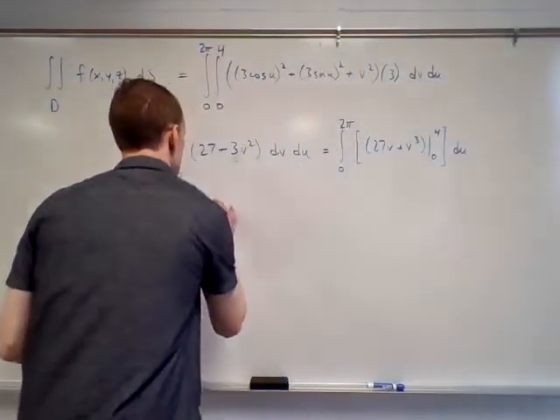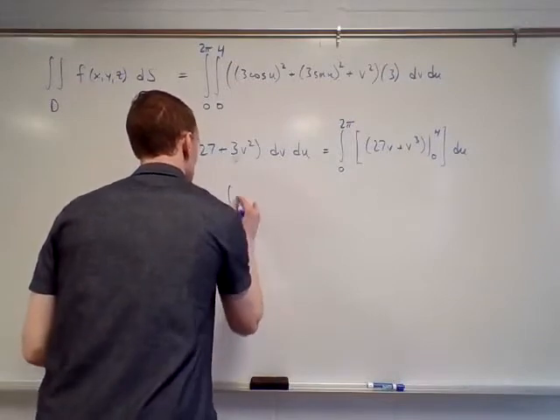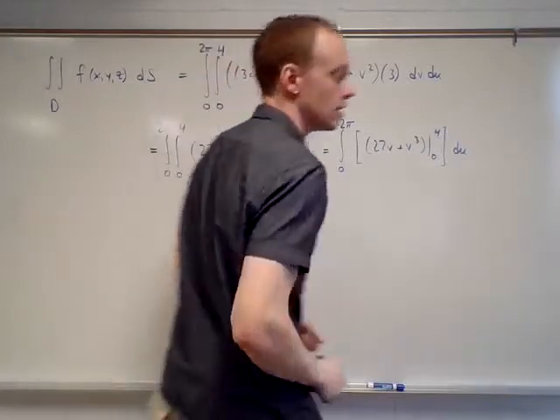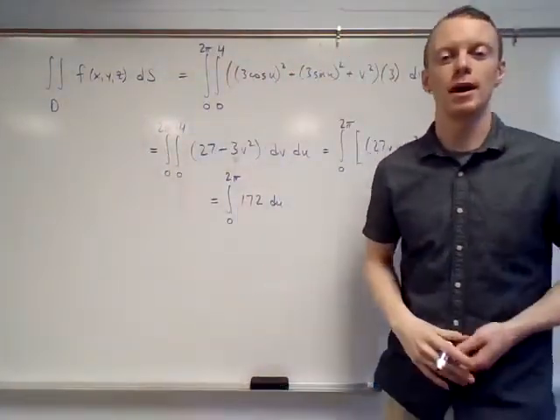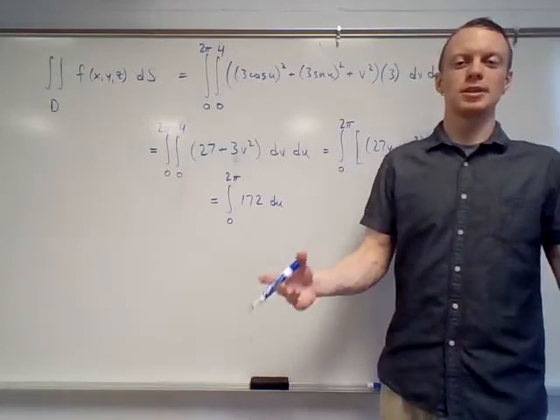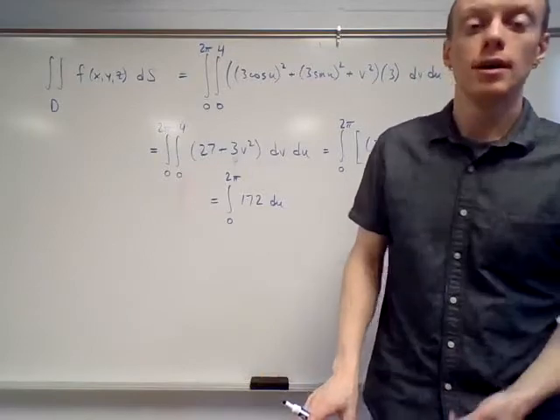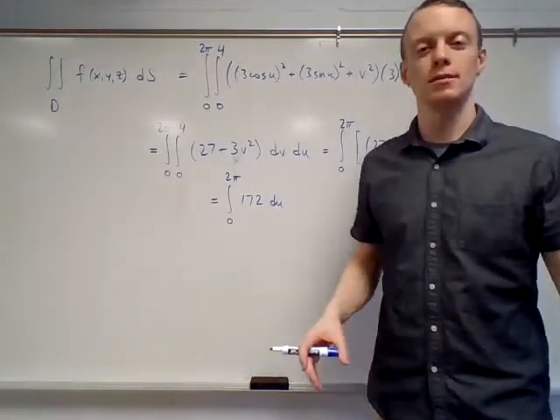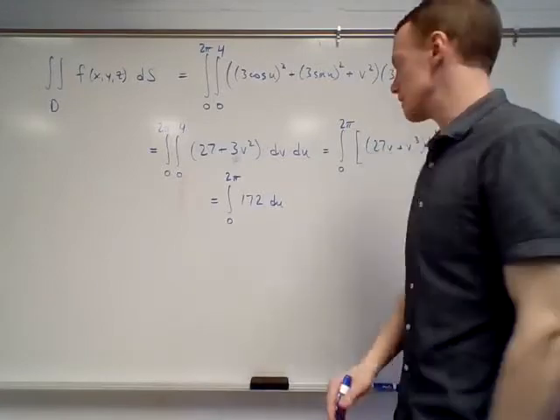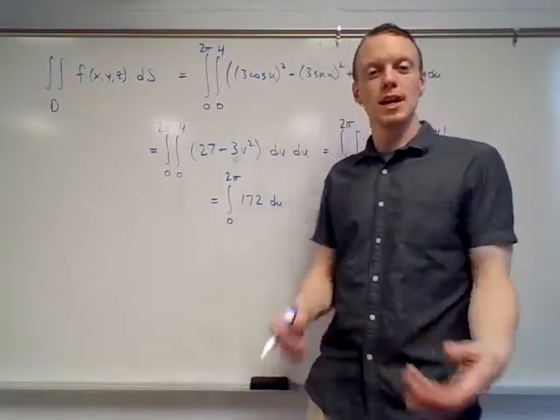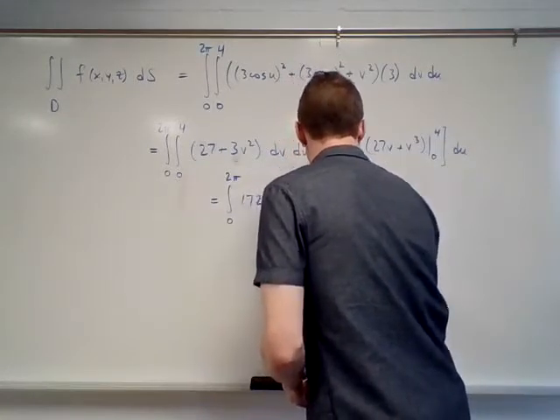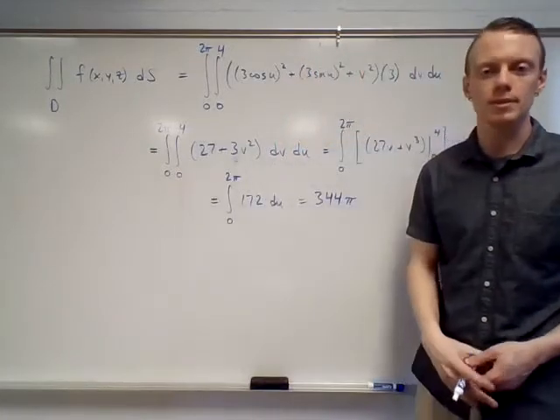So this leaves me the integral from 0 to 2 pi of 172 du. This is now just the integral of a constant over an interval. The integral of a constant over an interval is simply equal to the constant times the length of that interval. So that's going to give me 172 times 2 pi, or 344 pi. So there we go.